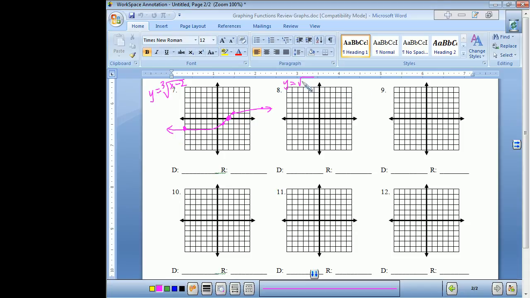All right, number 8. This is a very interesting square root because we have a reflection, but this time our reflection is over the y-axis instead of the x, and therefore instead of going down, it's going to go left. So this gets shifted up 2 units, and now we're going left because we have a reflection over the y-axis. So we'll go left 1, up 1, left 4, up 2.